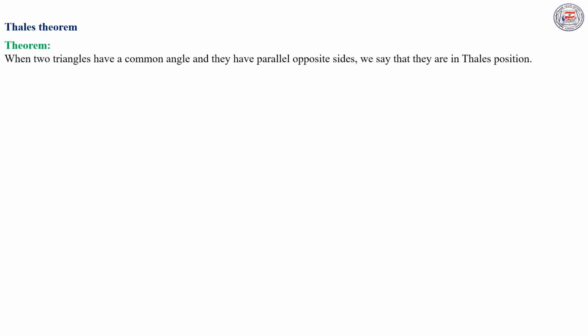First of all, we will explain a new theorem, which is the Thales theorem. The statement of this theorem is: when two triangles have a common angle and parallel opposite sides, we say that they are in Thales position. Then they have proportional sides. Let's clarify this idea.